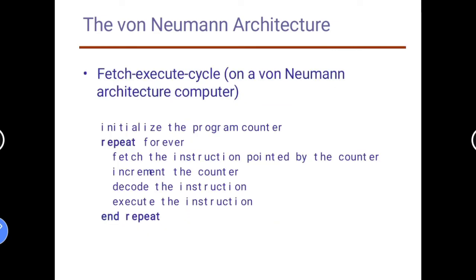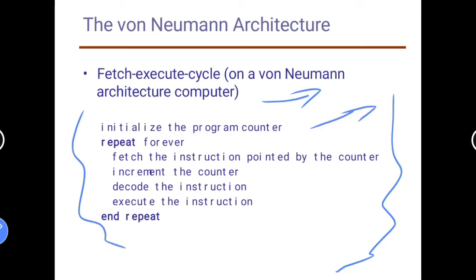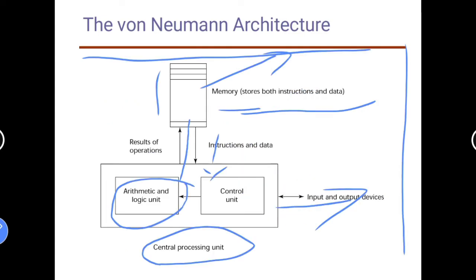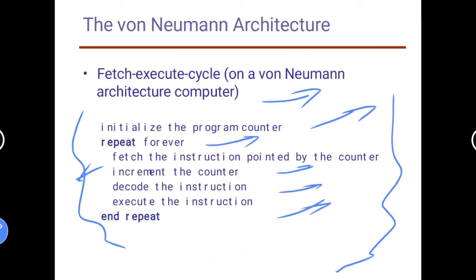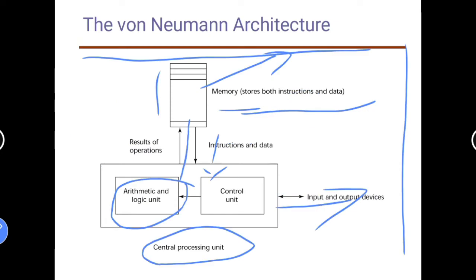Fetch-execute cycle on a von Neumann architecture computer. So this is the basic understanding of how it works. First initialize the program counter, then repeat forever: fetch the instruction pointed to by the counter, increment the counter, decode the instruction, execute the instruction, and repeat. Just like here, read from here, again fetch the instruction pointed to by the counter.